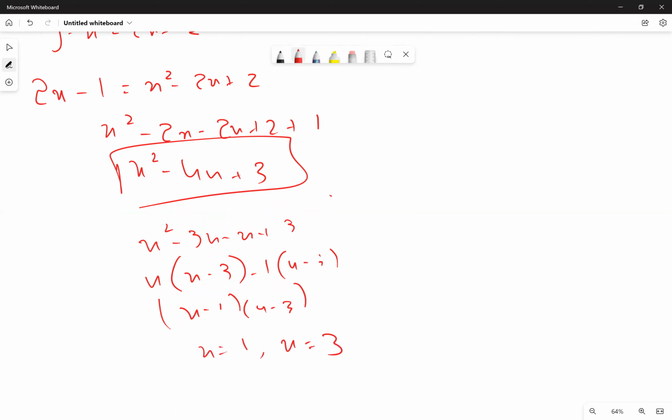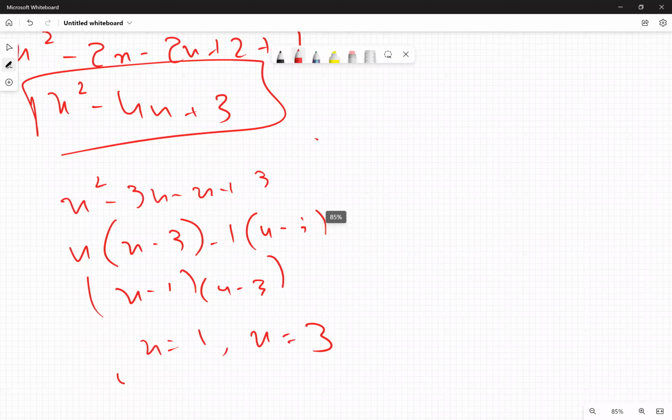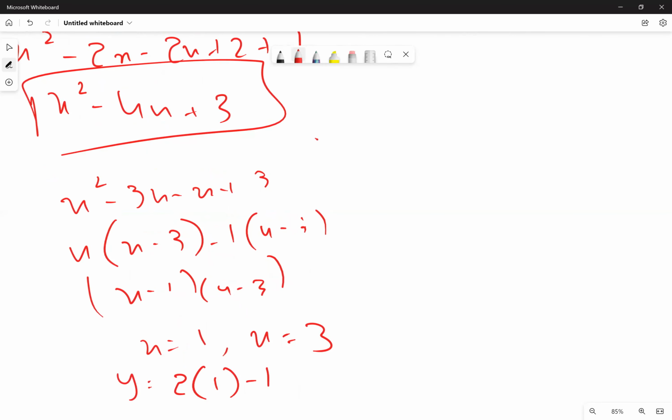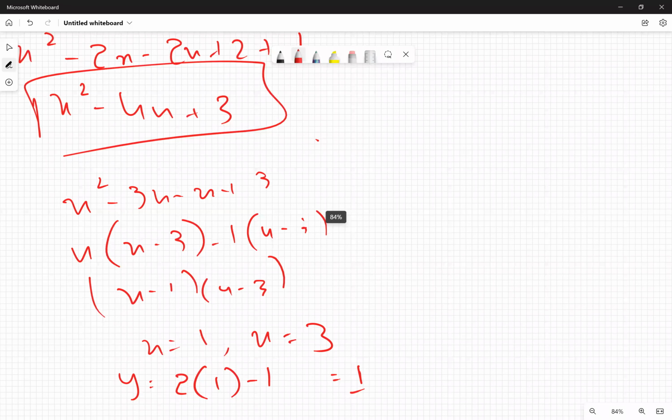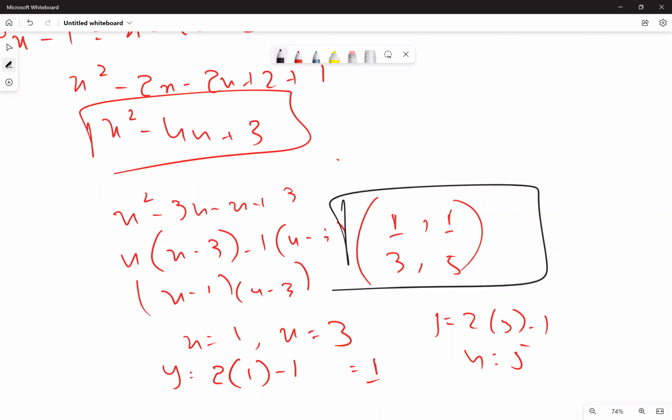Now we will plug these in again in the first equation. The first equation was y is equal to 2x minus 1. Let's plug in here. Y is equal to 2 times, in place of x first 1 comes, minus 1. Answer is 1. And then y is equal to 2 times 3 minus 1. Y is equal to 5. So two values of x, two values of y. When x is 1, y is also 1. When x is 3, y is 5. We've gotten these two coordinates. This is the answer. Okay.